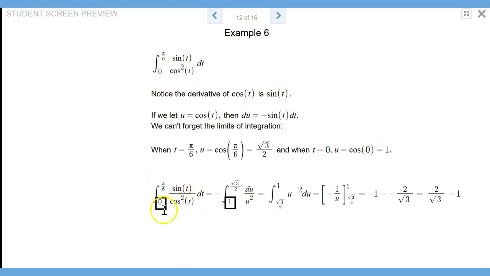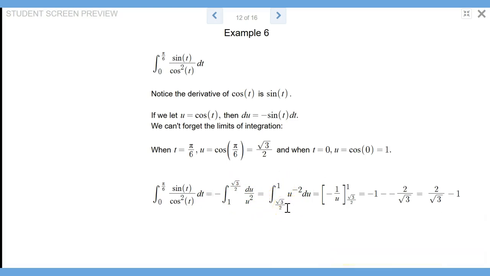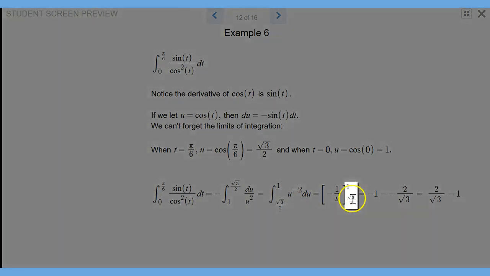So here's my original definite integral. Here I'm replacing everything in terms of u, including the limits of integration. So remember that the negative definite integral from a to b is equal to the definite integral from b to a. So I'm just getting rid of that negative sign and switching the upper and lower limits of integration. So this is u to the minus second du. I find the antiderivative and I evaluate it at these new limits of integration that I've gotten from my substitution.